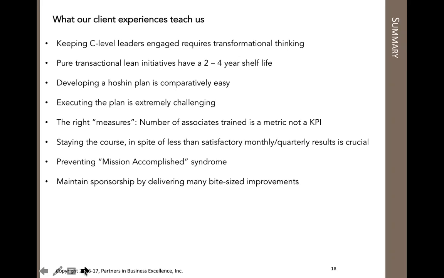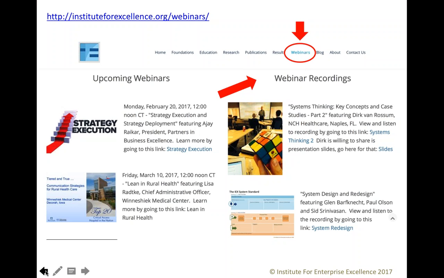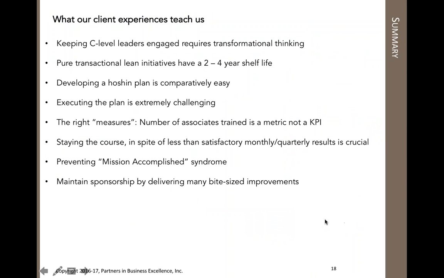So that's what we have learned, and I'm sure you have similar or dissimilar learnings. I'd love to hear about them. Mike, that really was my last slide. Okay, great. Thanks, Ajay. I've unmuted the lines if anyone has any questions or comments, perspectives similar to this. I'm looking at the chat function.